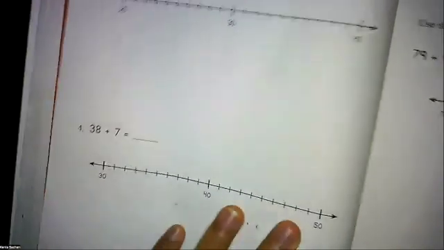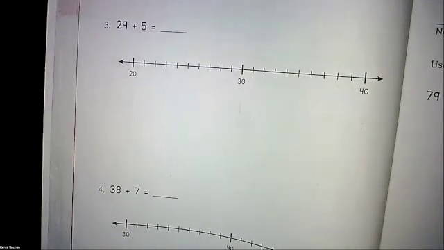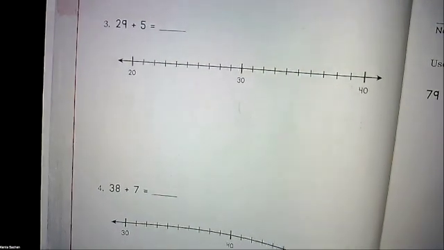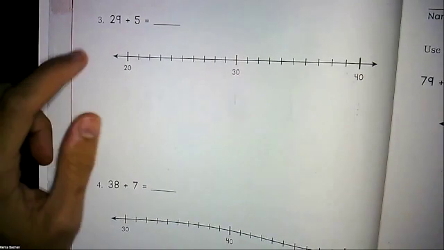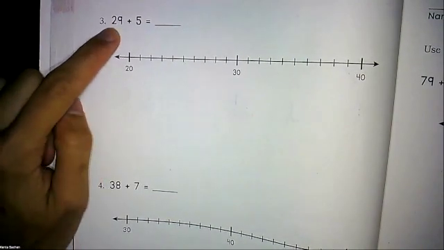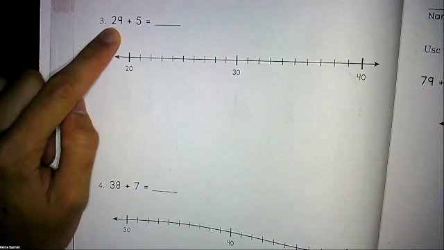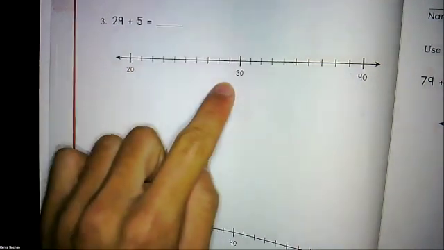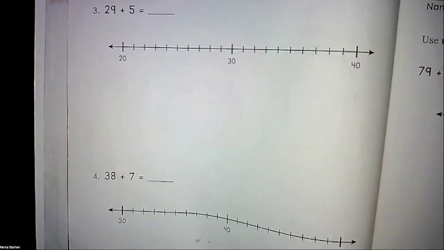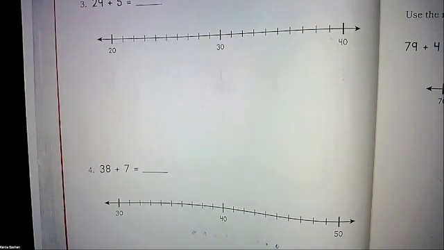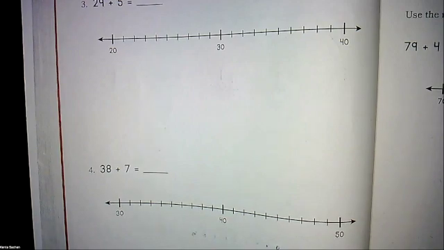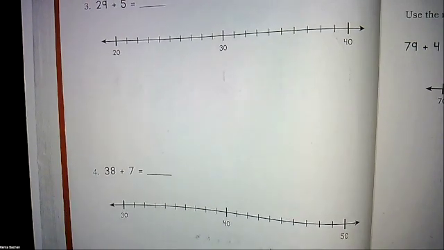We have 2 more problems. I'm going to give you 5 minutes to work on these 2 by yourself, and then we'll go over answers. As always, you're going to start by finding 29 and then count 5 more using the number line. Same with question number 4. Okay, so take about 4 or 5 minutes to work on this by yourself. You can raise your hand to check your work once you're done.